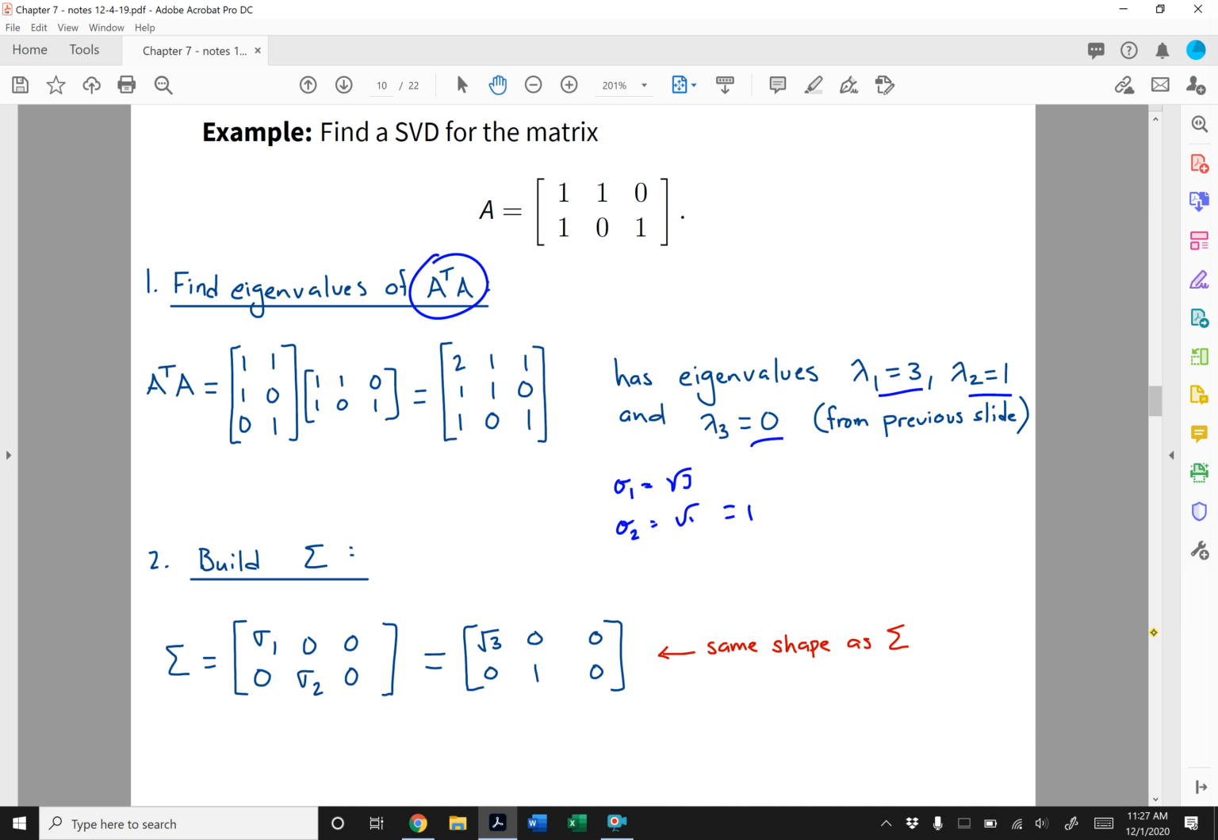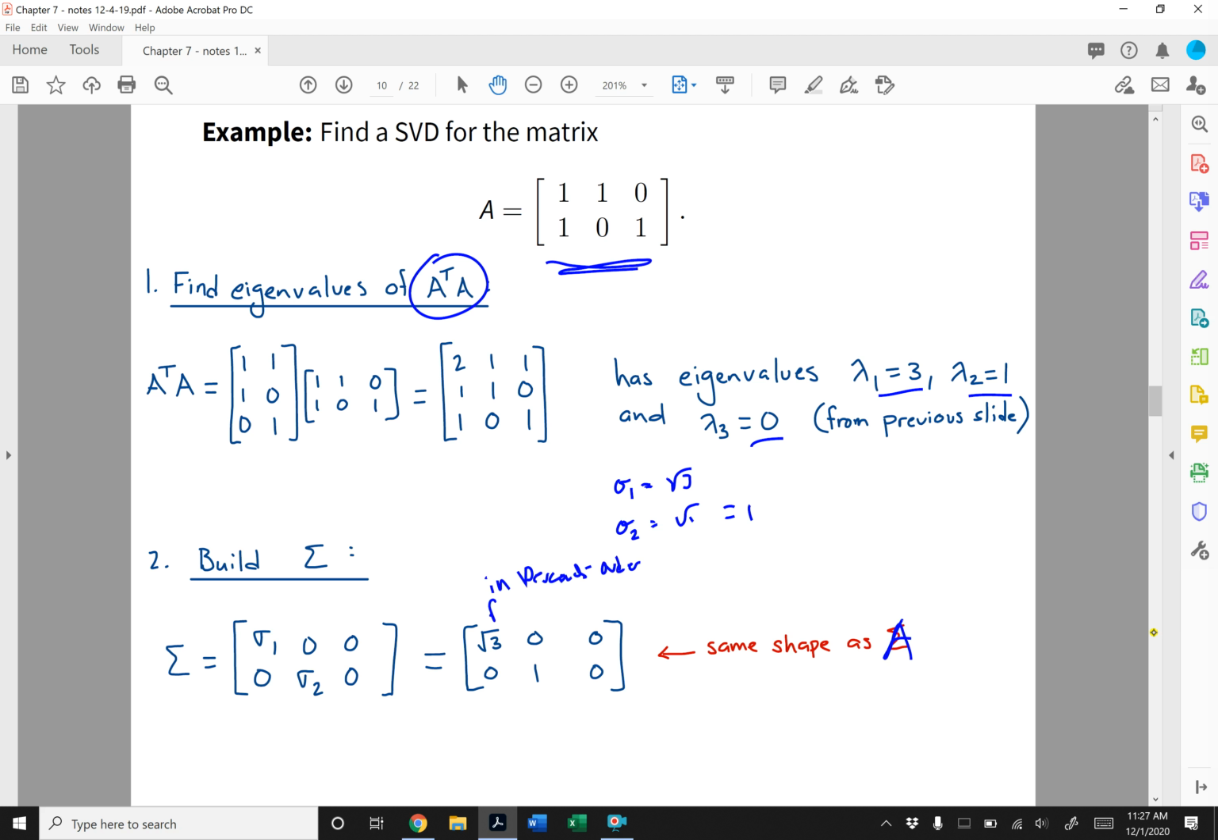So now we can use those to build sigma. We take a matrix of zeros that's the same size as A, and then down the diagonal we write down the singular values in descending order. This is a mistake; I'm sure they were supposed to write A there. It's the same shape and size as A, and in descending order.